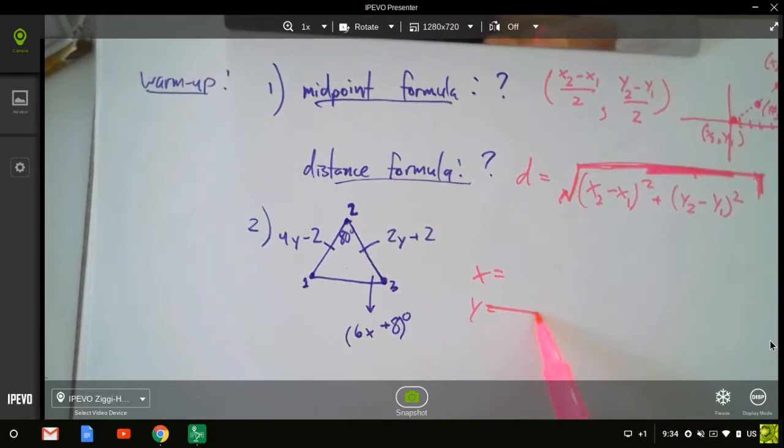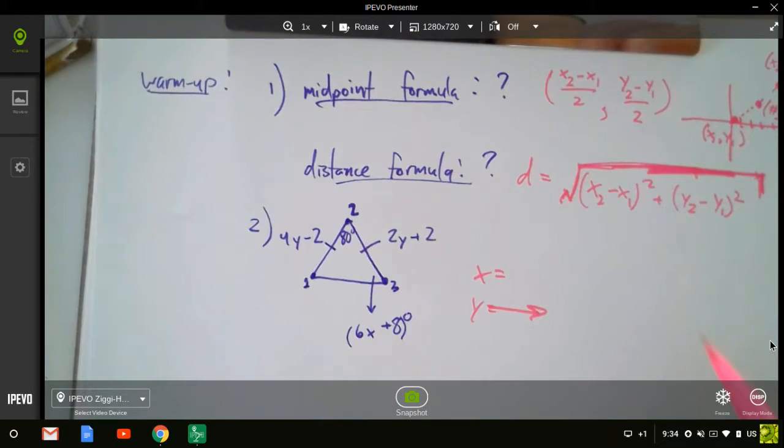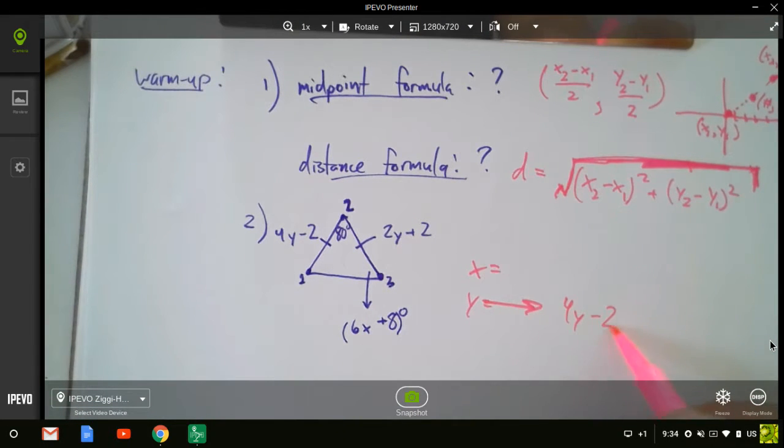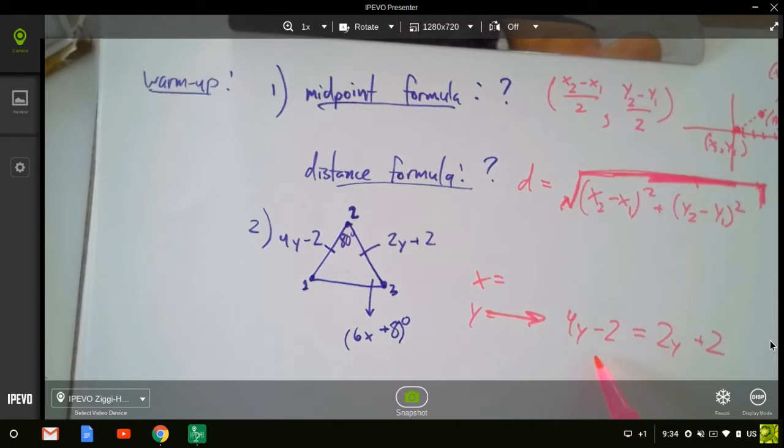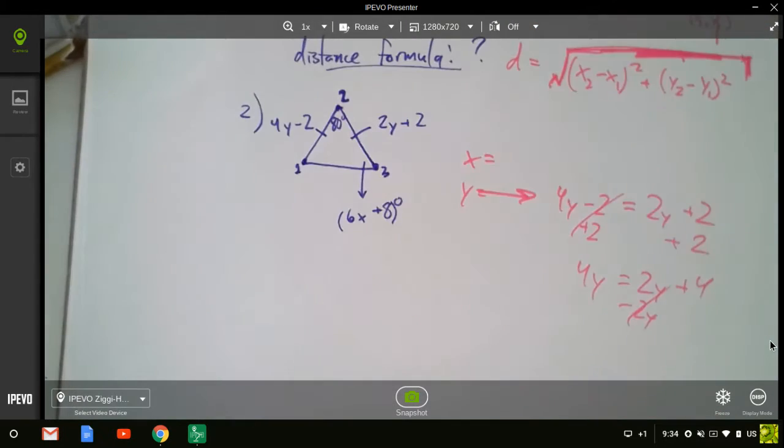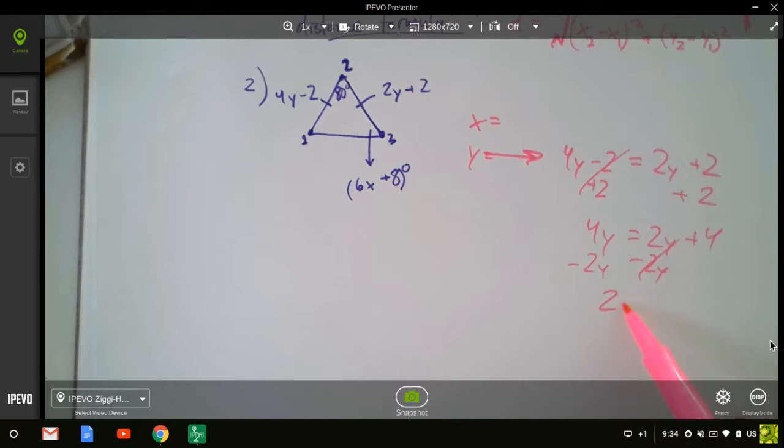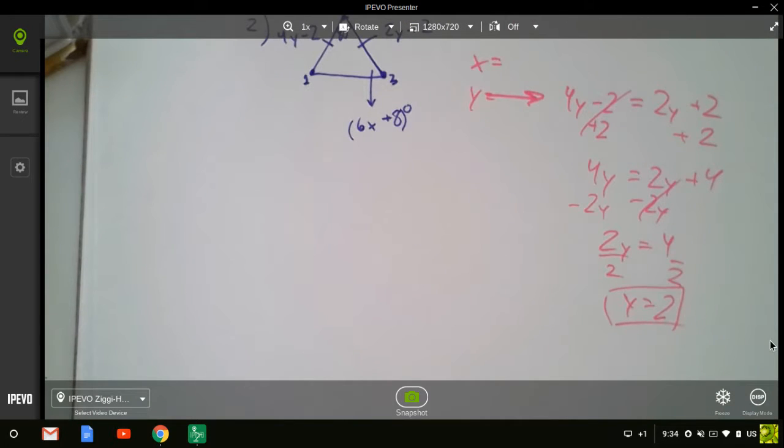Okay, so for y, we knew that these two sides were equal to each other, so that's not too bad. We did 4y minus 2 is equal to 2y plus 2. And then you did some algebra, correct? By adding 2 to both sides, and you have 4y is equal to 2y plus 4. And then you subtracted 2y from both sides, giving you 2y is equal to 4. And then you divided both sides by 2, right? So you should have gotten y is equal to 2.